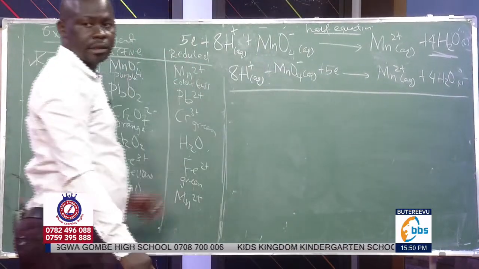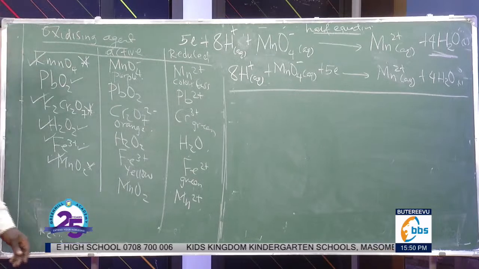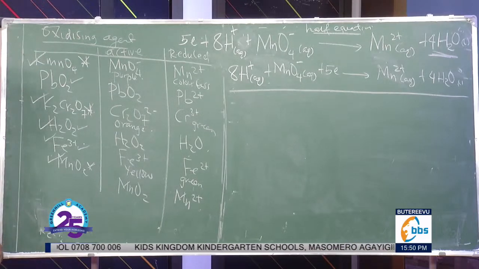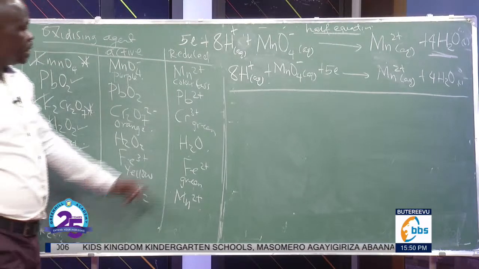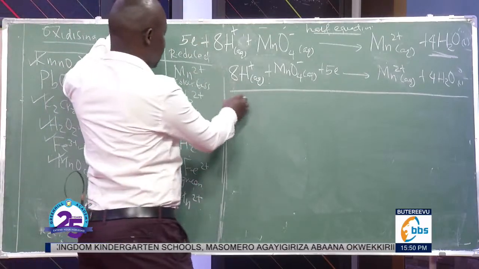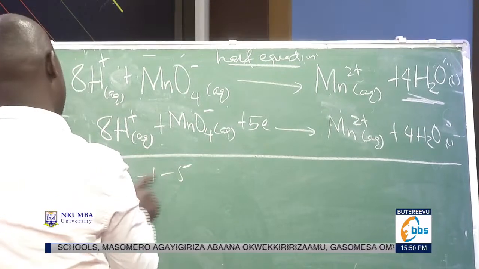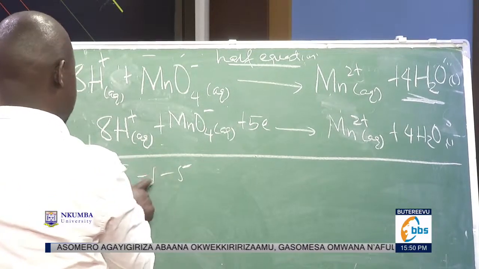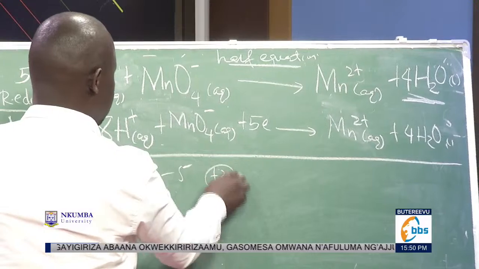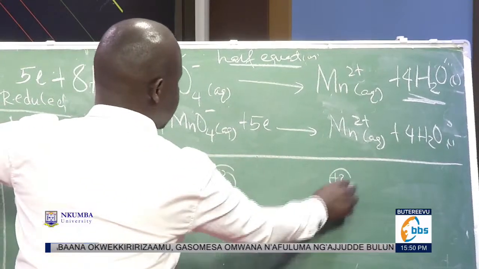That is our half equation. Clearly balanced. The atoms are balanced, even the charge. This can be checked: 8 minus 1 minus 5 is positive 2. Even here, the charge is positive 2, so the charge is okay.